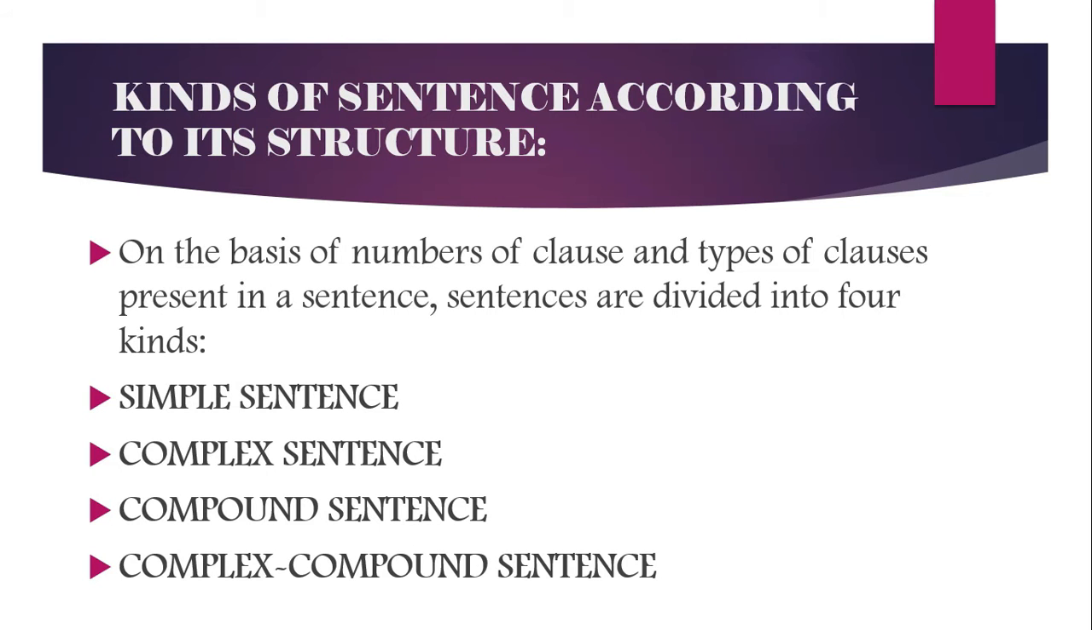And now, let's proceed to the kinds of sentences according to their structure. On the basis of the number of clauses and types of clauses present in a sentence, sentences are divided into four kinds: the simple sentence, the complex sentence, the compound sentence, and the complex compound sentence.